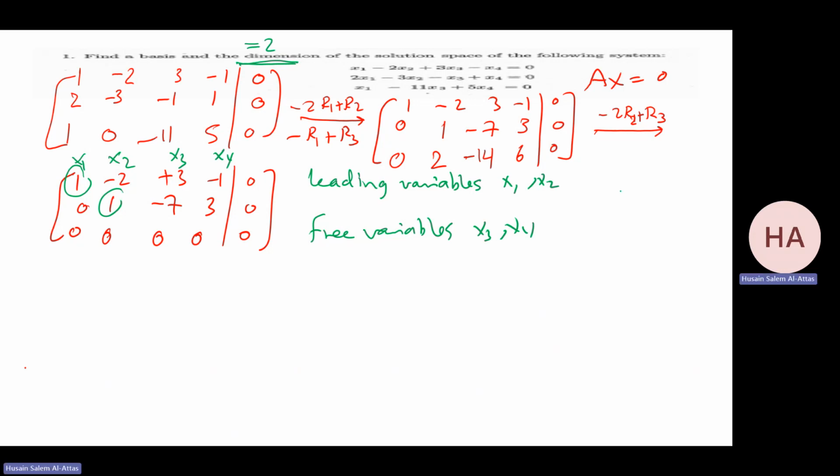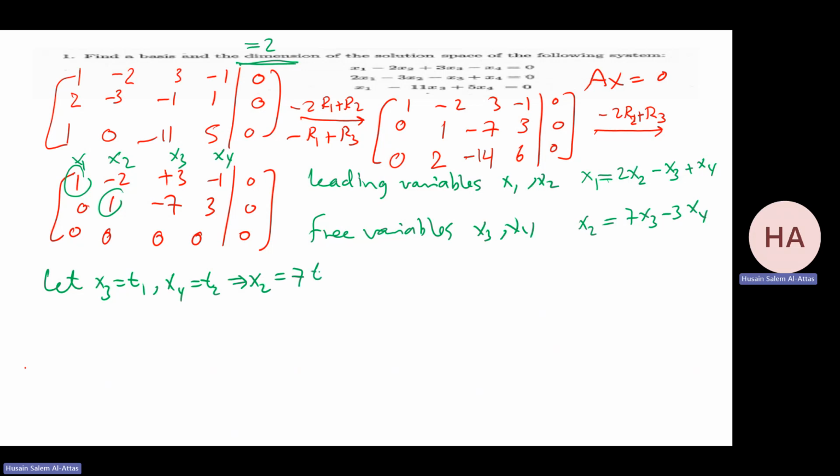Okay, and they have x1 is 2x2 minus x3 plus x4, and x2 will be 7x3 minus 3x4. I let x3 be t1 and x4 equal t2. What will happen to x2? It will be 7 t1 minus 3 t2.